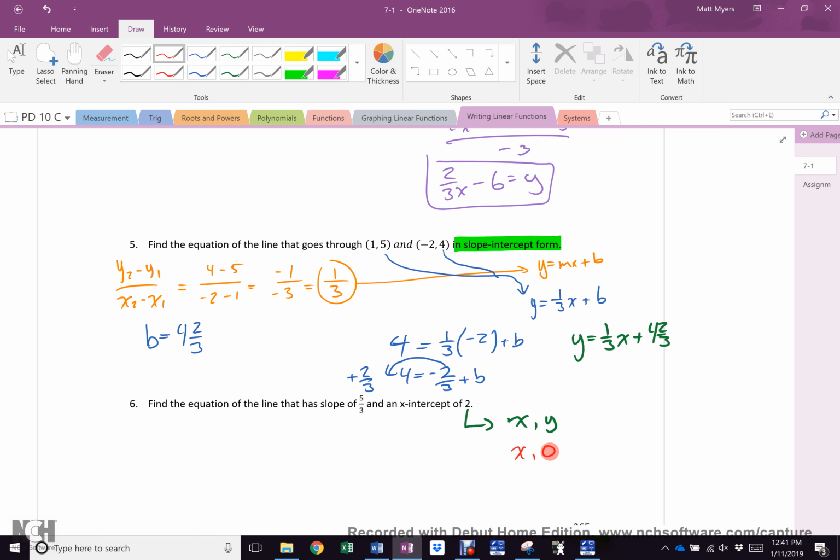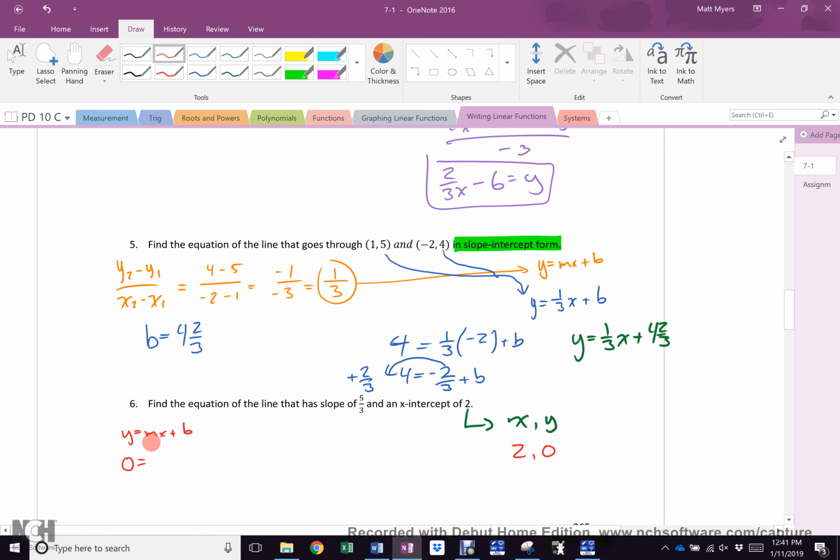I could try point slope. Could I do y equals mx plus b? I could also try that one, right? Because I have a slope. So what do you guys want to use? Okay, so if I did y equals mx plus b, what goes where? Sorry, that's 2, 0. What goes where?